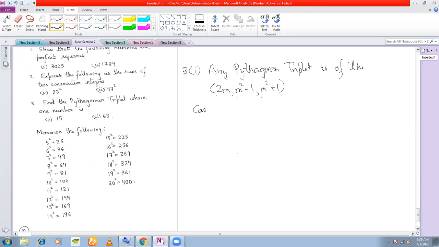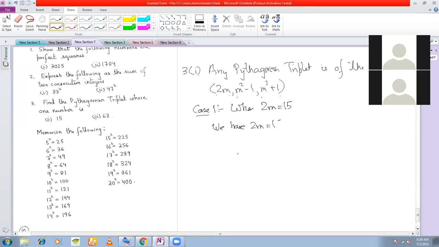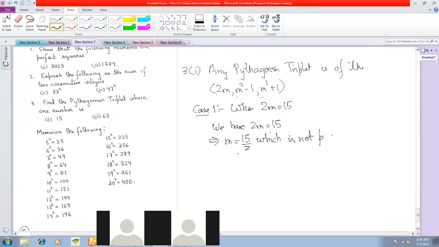Case 1, when 2m is equal to 15. 2m is equal to 15 means m is equal to 15 by 2. Is it possible? No, sir. Which is not possible because m is a positive integer.